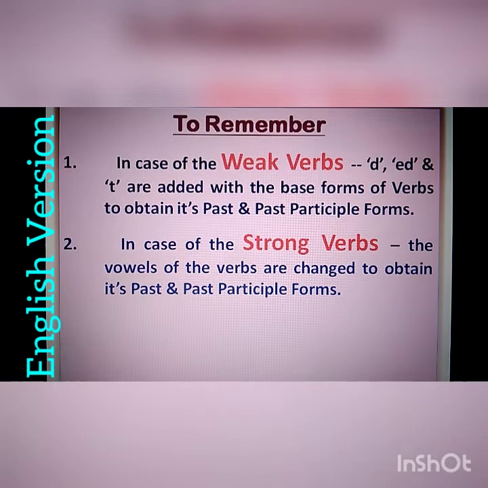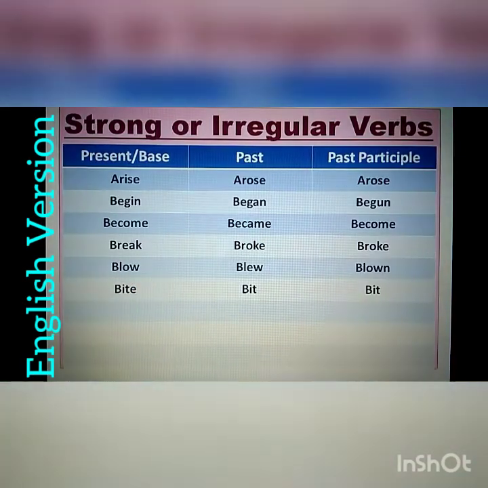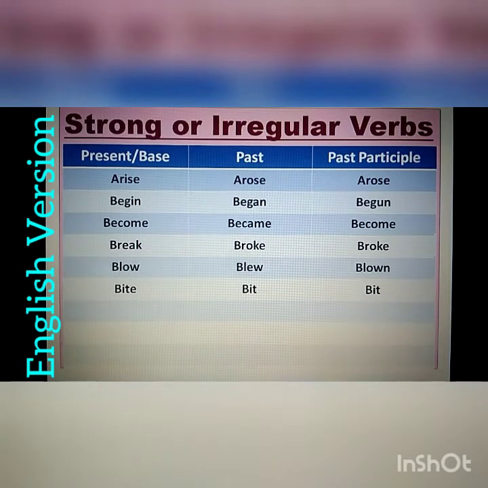Here we also have to remember that in case of strong verbs, the vowels of the verbs are changed to obtain their past and past participle forms. That means in case of strong verbs, only the vowels of that particular verb in its base form are changed to obtain its past and past participle forms. Now we shall see some examples of strong verbs. Arise. Look here, i is changed into o. Arise, arose, arose. Begin. In case of past form, began.